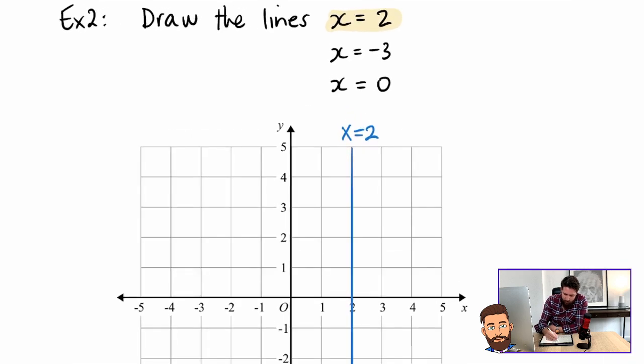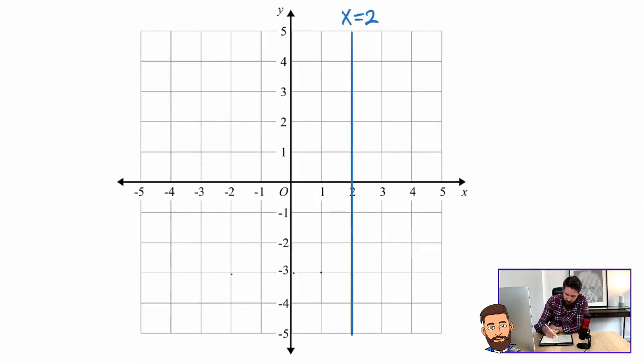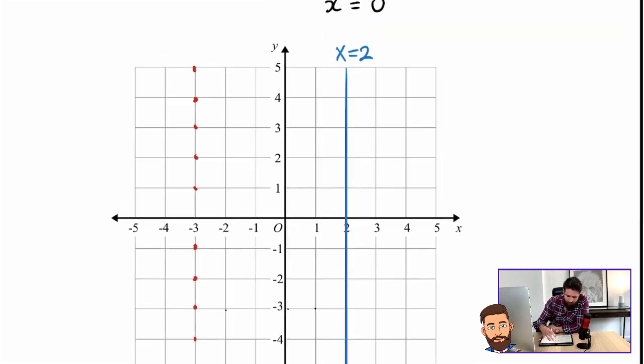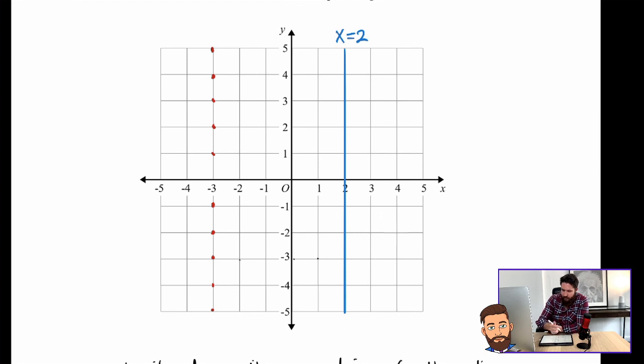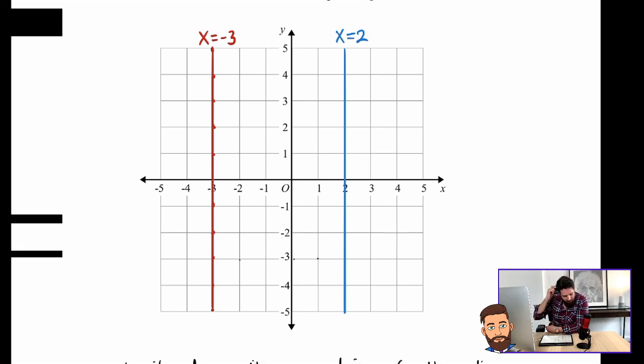X equals minus 3. Well, what does that mean? X equals minus 3 means that for any y value, x will always be minus 3. So for any of these y values here, x will always be minus 3. So you'll simply have a point at minus 3 for every y point. Or essentially, you can just think of this as a line that goes through the x-axis at minus 3. So the line x equals minus 3 would be the one that goes through the x-axis at minus 3. And you might be thinking this is very straightforward, and it is.